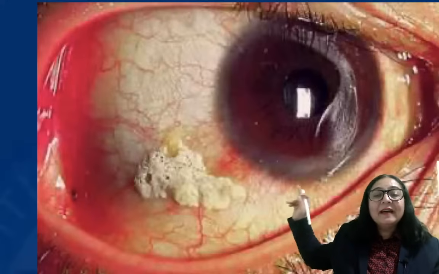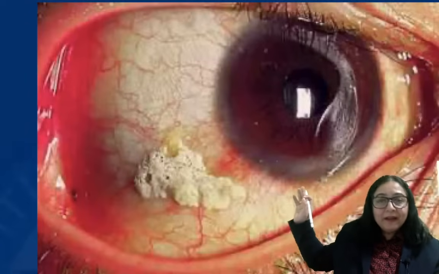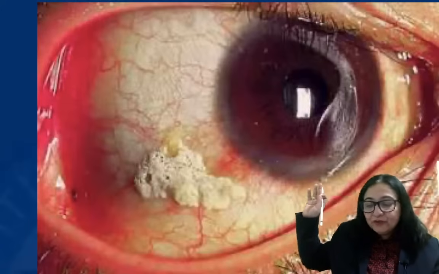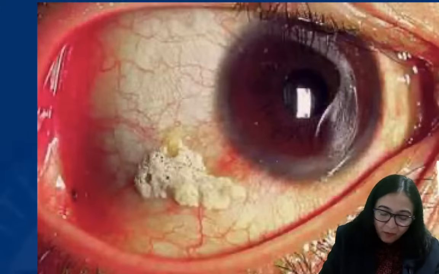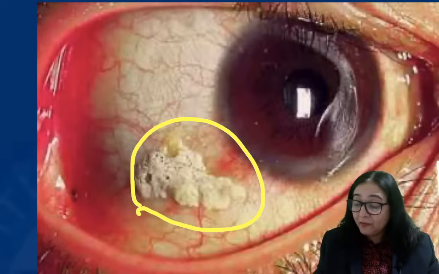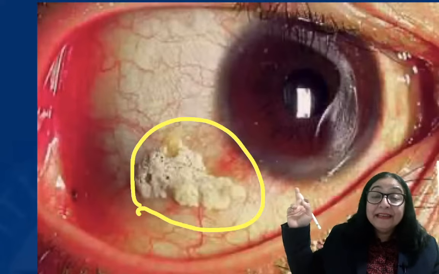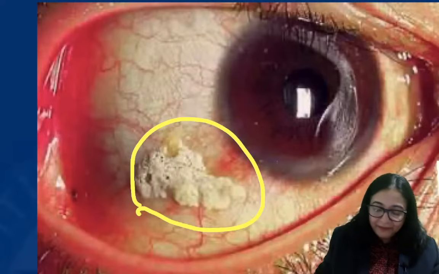This lesion is a white foamy lesion, not at the limbus, it is on the bulbar conjunctiva in the temporal area. So this foamy lesion is the spot diagnosis for Bitot's spot, beta. This foamy lesion is a spot diagnosis for Bitot's spot, which is seen in vitamin A deficiency.